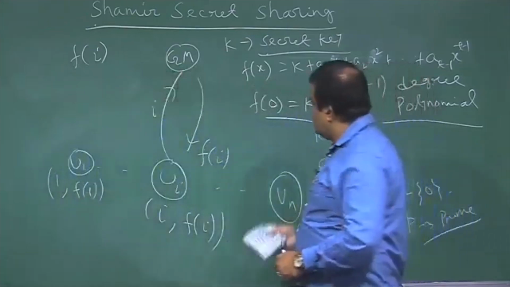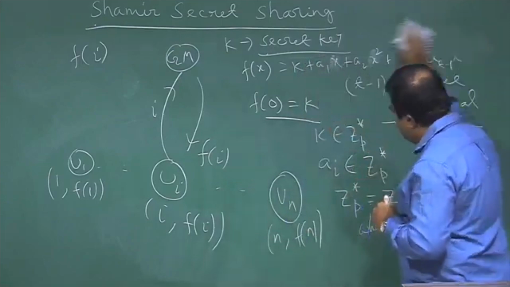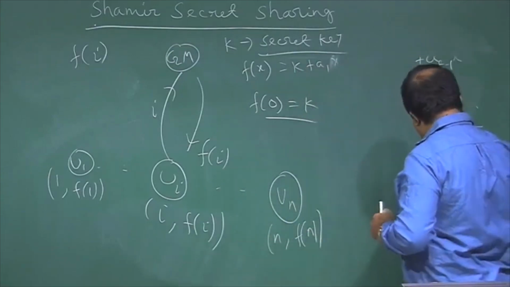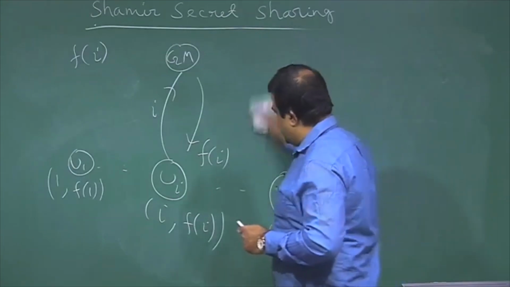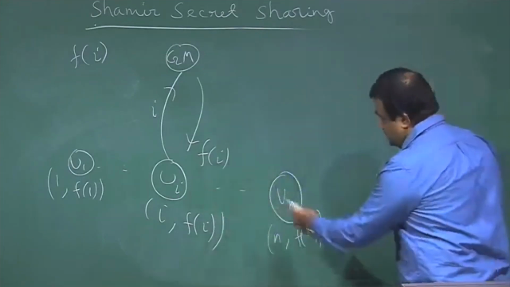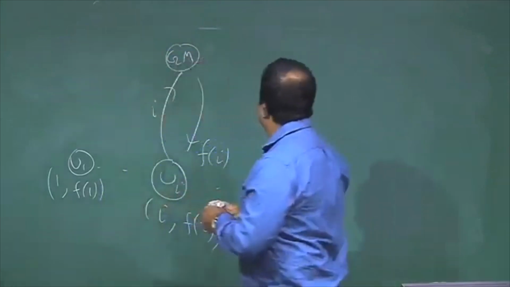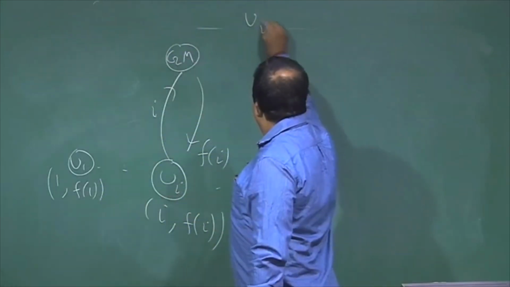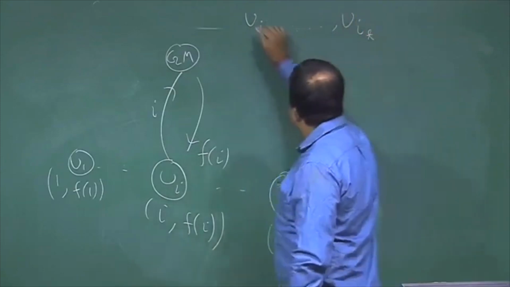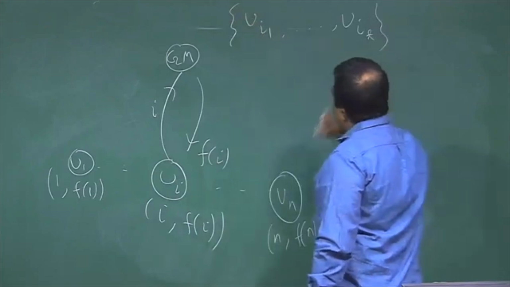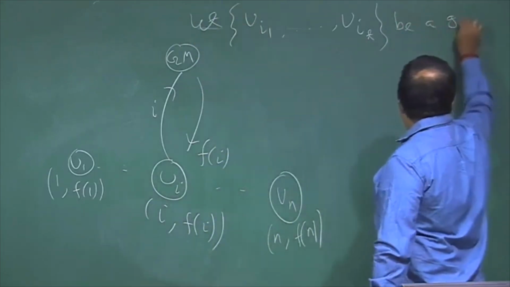Now, this is a polynomial of degree t minus 1. Suppose there are n users, and suppose t users come together with their shares. So, these are their shares. If t users come together, like u_i1 up to u_it, let this be a group of t users.